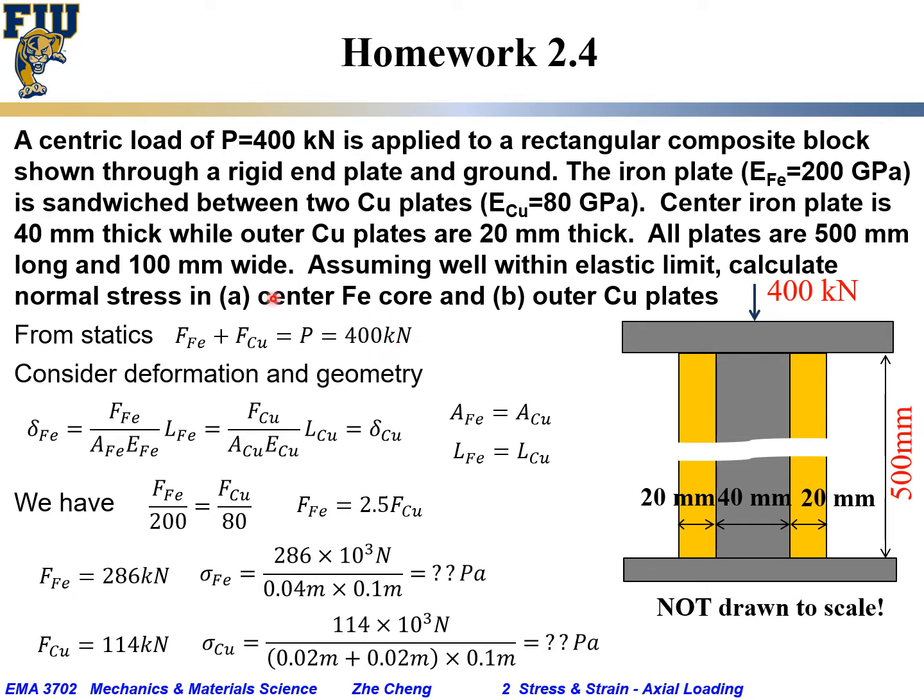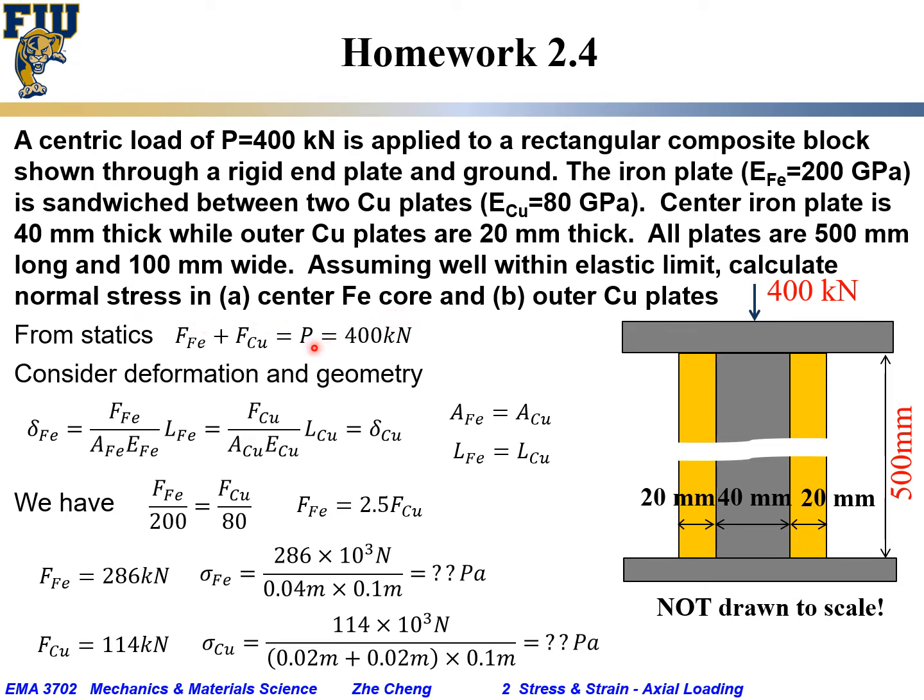But based on statics alone, that's the only equation that we have. We don't have balance of moment because it's axial and there's no tendency to rotate. So one equation, two variables. That's why we call it a statically indeterminate problem, which means from statics alone, we cannot know FFE or FCU. As a result, we also cannot know the normal stress in either the center iron or the outside copper.